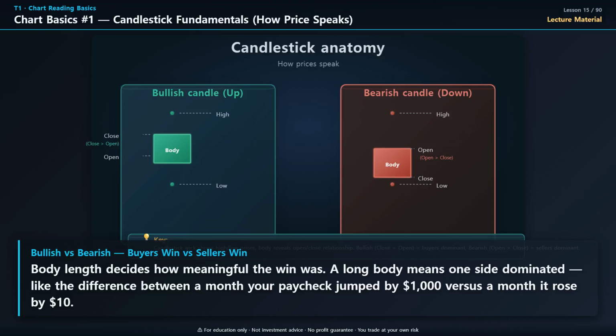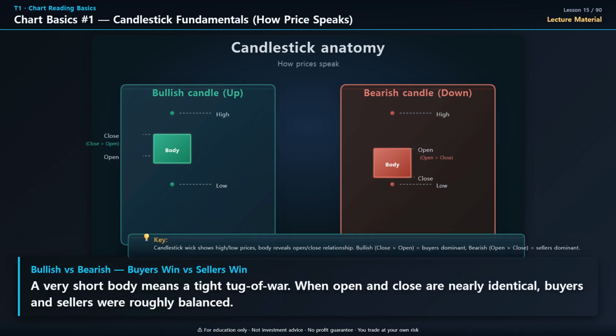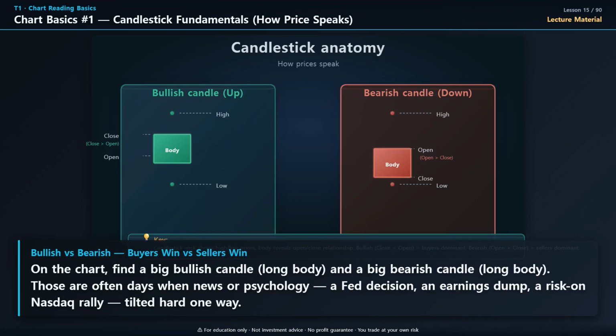Body length decides how meaningful the win was. A long body means one side dominated, like the difference between a month your paycheck jumped 1,000 versus a month it rose by 10. A very short body means a tight tug of war. When open and close are nearly identical, buyers and sellers were roughly balanced. On the chart, find a big bullish candle with a long body, and a big bearish candle with a long body. Those are often days when news or psychology, a Fed decision, an earnings dump, a risk-on rally, tilted hard one way.